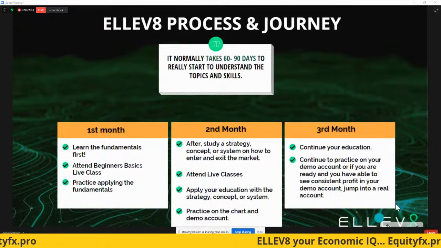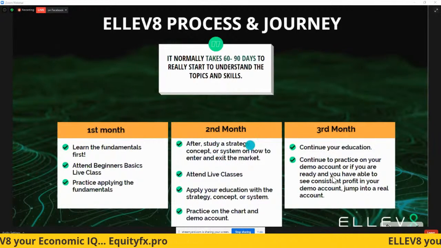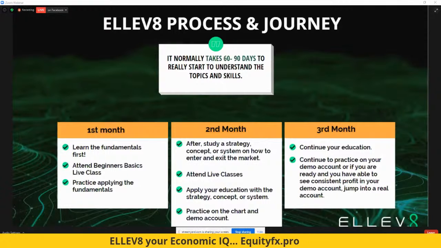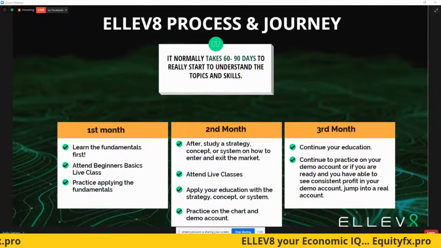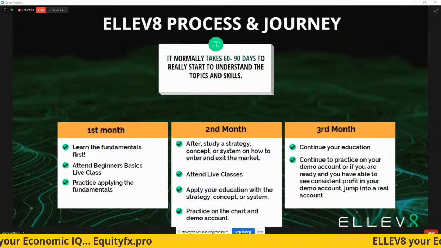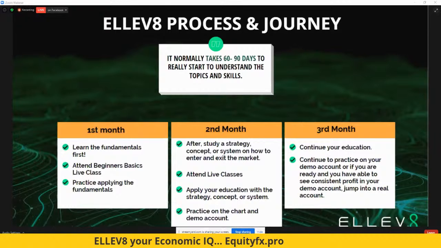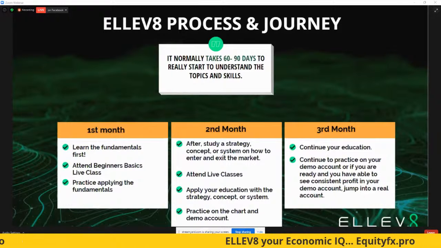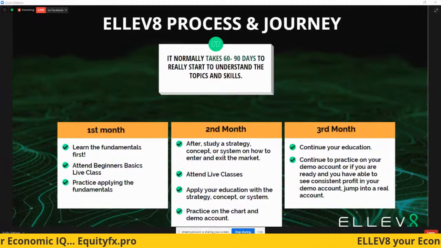Month 3, now we're working up to 90 days. Days have gone by, month 1, month 2, now we're in month 3. Continue your education. All of us as educators, we always say this: we're always students. No matter what, we'll always be a student, because there's always something that we can improve and always something that we can learn. So your education will be continuous. You can decide to continue your education as long as you want. Continue to practice on your demo account, or if you are ready to move forward to your real account and you have seen consistent profit happening in your demo account, you can start jumping into your live account.